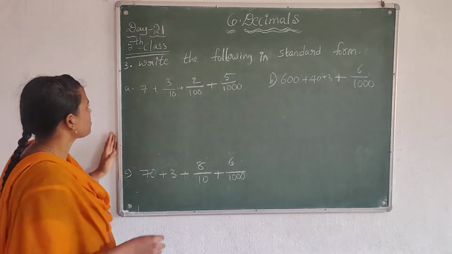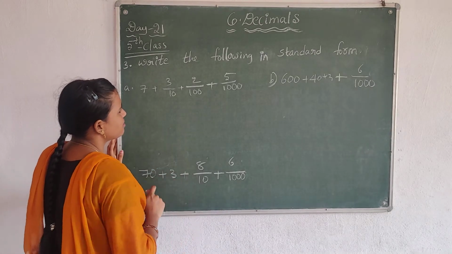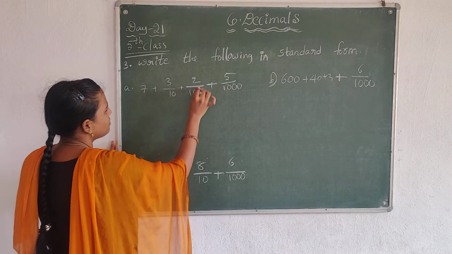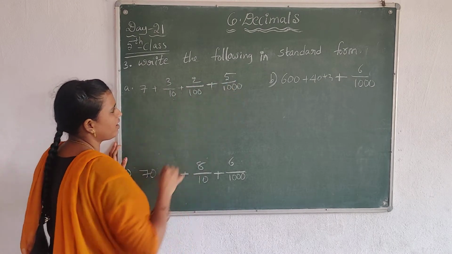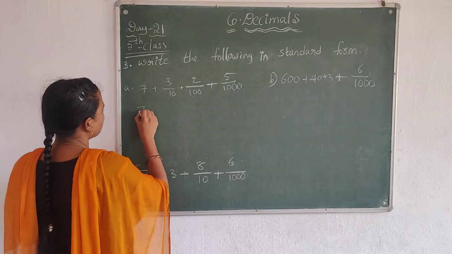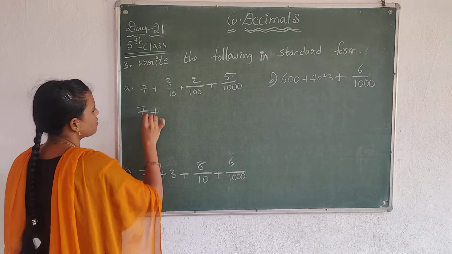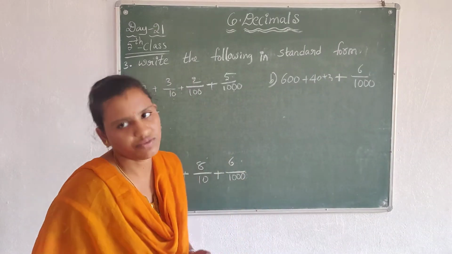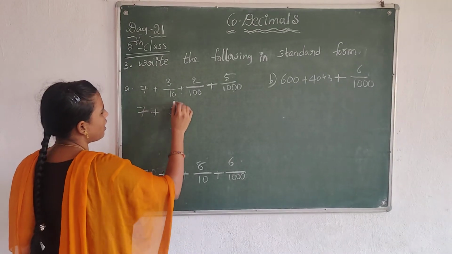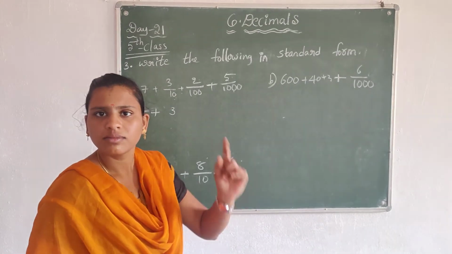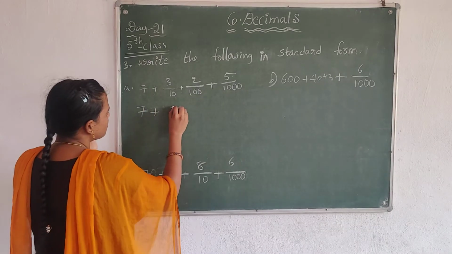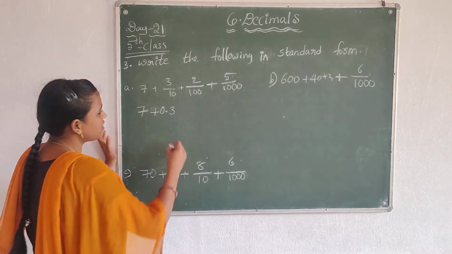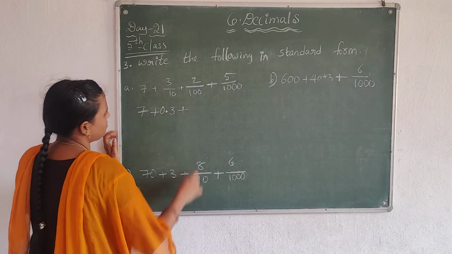See the first one. Here we have some numbers and some brackets. See, 7 plus 3 by 10 plus 2 by 100 plus 5 by 1000. 7 is common. See this 3 by 10. How to write it in decimal? First write the numerator 3. And how many digits after the point? 1 digit. So that is 3 after the point. 0 plus 3, 0.3. Is it right? Yes. Let's take the plus again.